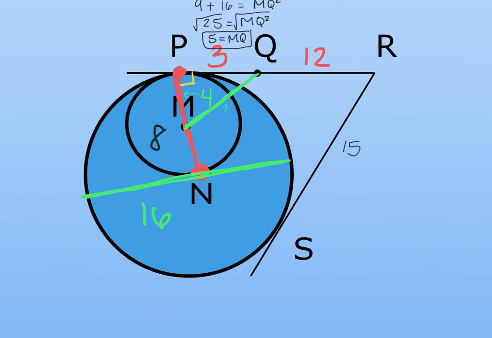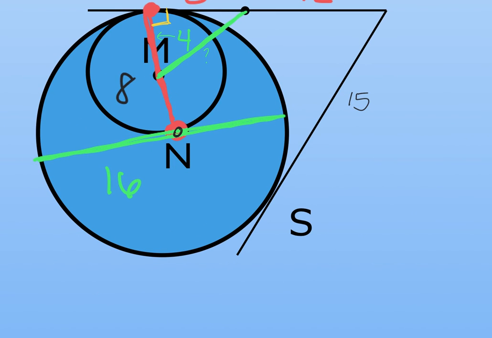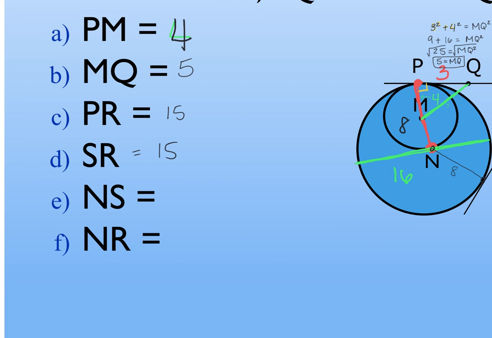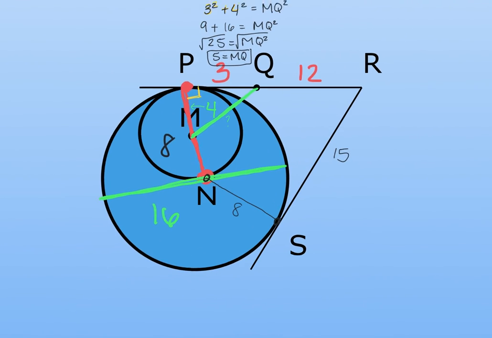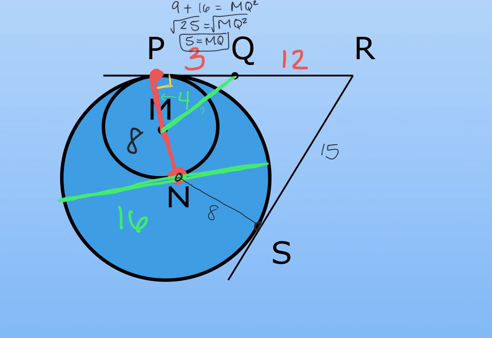What about NS? Why is it 8? It's the radius, very good. So this is 8. And now for the tricky one, what is NR? That was a terribly not straight line. It's not 16. It's not gonna be something very trivial. It's not gonna be something very easy. How could we figure out NR?